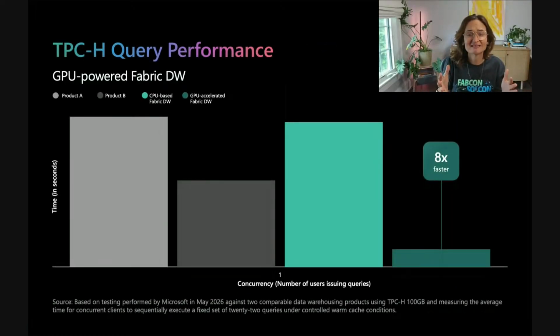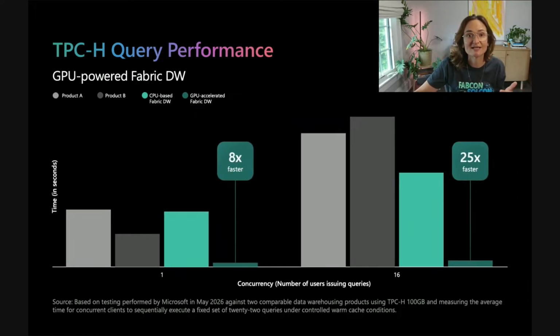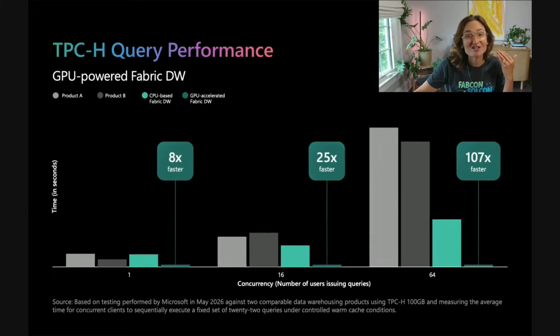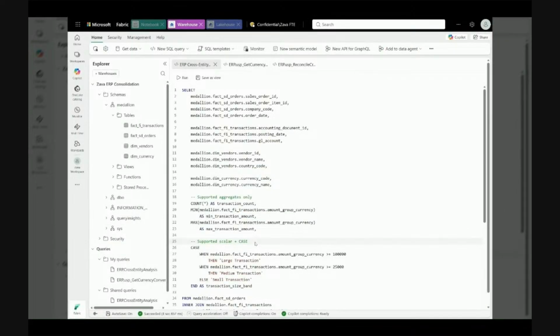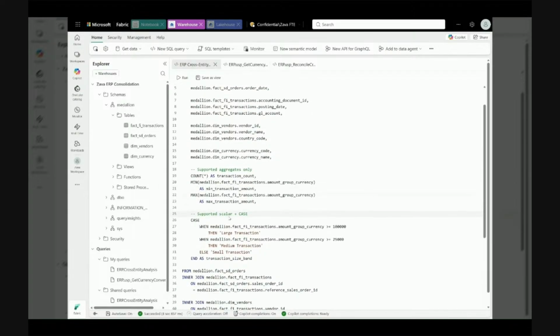Now, the cool thing is, for a single user, immediately you start to see eight times faster improvements on your queries. But the amazing thing here is as you get more users, as you increase the load and the concurrency, you see more and more improvements, up to 107 times faster. This is amazing because instead of degrading as your load increases, the performance improves. So let's take a look at a demo to see how simple it is to take advantage of GPU query acceleration. I'm a developer building an application on top of Fabric Data Warehouse, and I want to make sure my users get insights instantly, whether they're viewing dashboards or asking questions of an analytics agent.